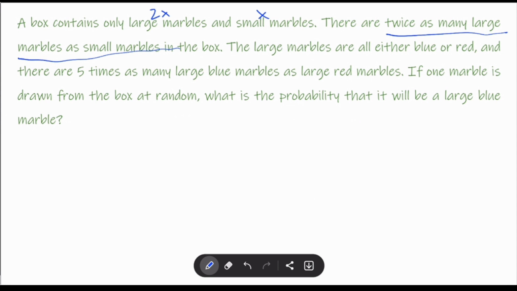And then the large marbles are all either blue or red, and there are 5 times as many blue compared to red. So if red is A, then blue is 5A, because it says that the blue is 5 times as many compared to red. If one marble is drawn from the box at random, what is the probability that it will be a large blue marble, which is this.